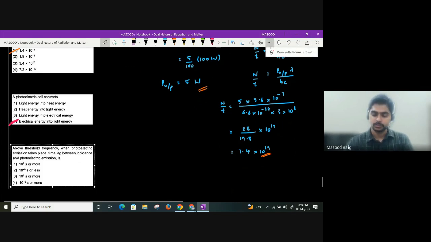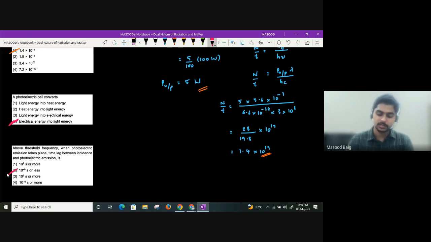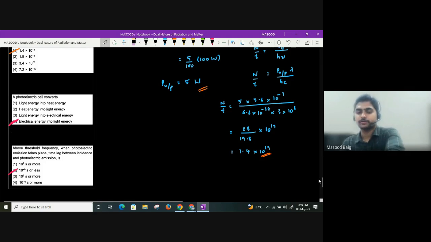Above threshold frequency, when photoelectric emission takes place, what is the time lag between incidence and photoelectric emission? Just now I've told you. Just now we were talking about a term called instantaneous. There I said photoelectric effect is a spontaneous process. What is the meaning of it? As soon as light is incident, it will take very little time for electrons to get emitted. How much time? 10 power minus 9 seconds, or even less than that, guys. Clear, all of you? Yes or no, everyone?